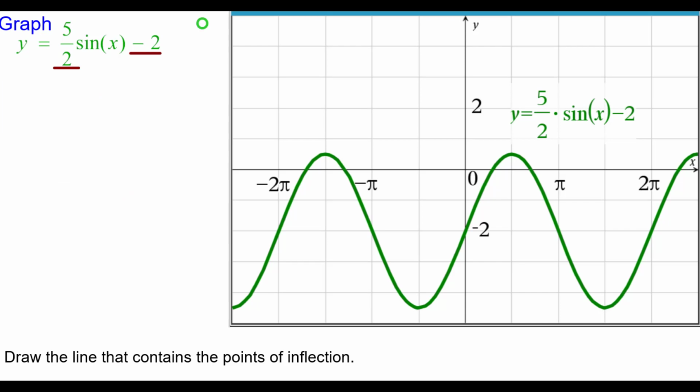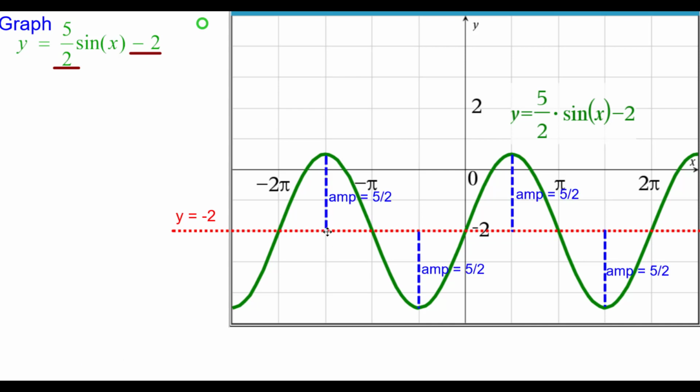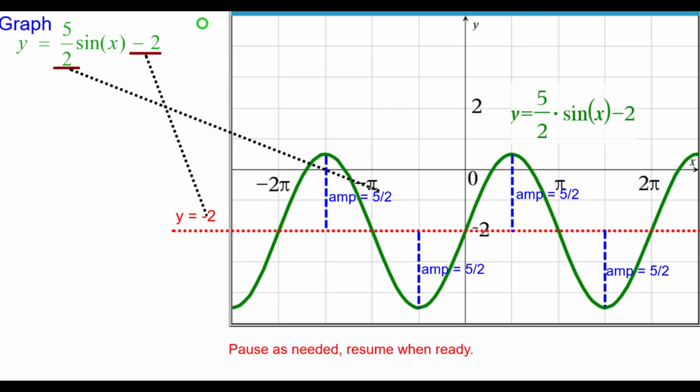We'd like to draw the line that contains the points of inflection. That will be the line y is equal to negative 2. And you can see where that negative 2 came from. We'll also figure out the amplitude. That's the distance from a max to the line containing the points of inflection, or a minimum to the line containing the points of inflection. That's 5/2. And again, we can see where that comes from in the equation. Pause if needed.